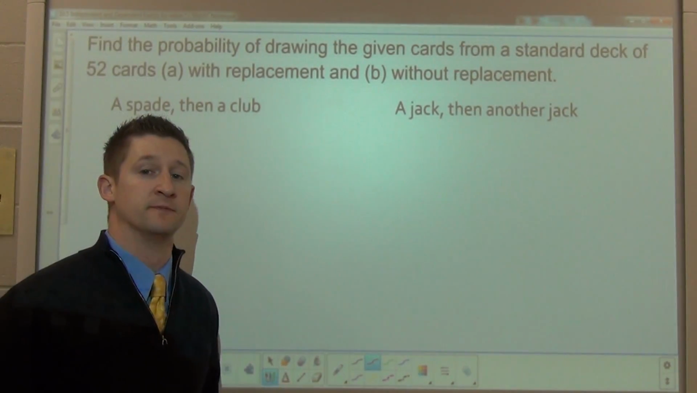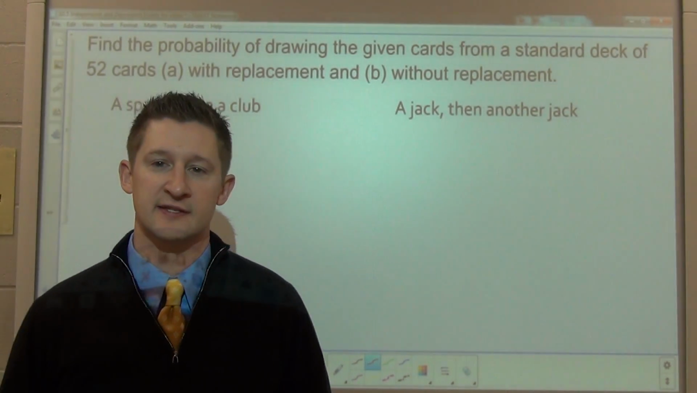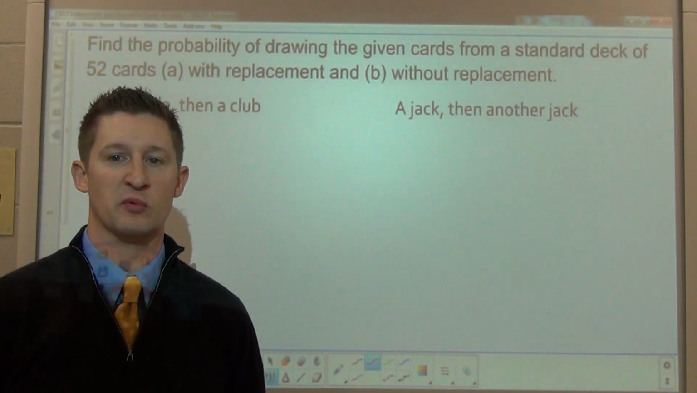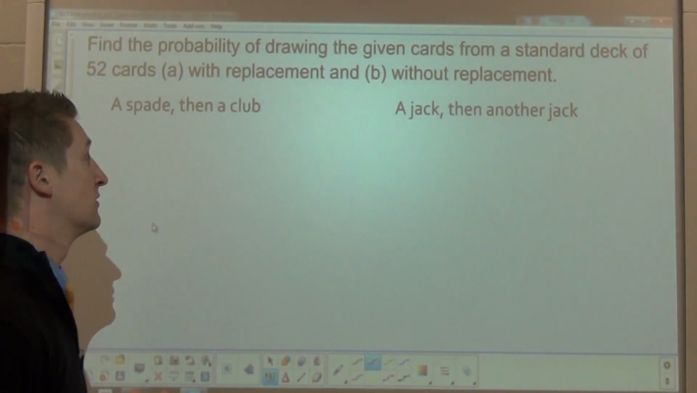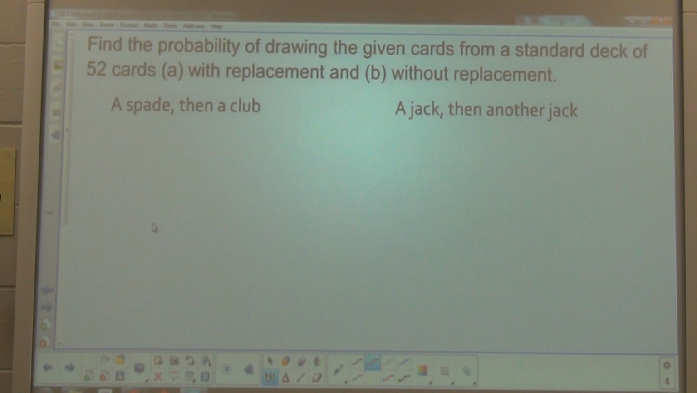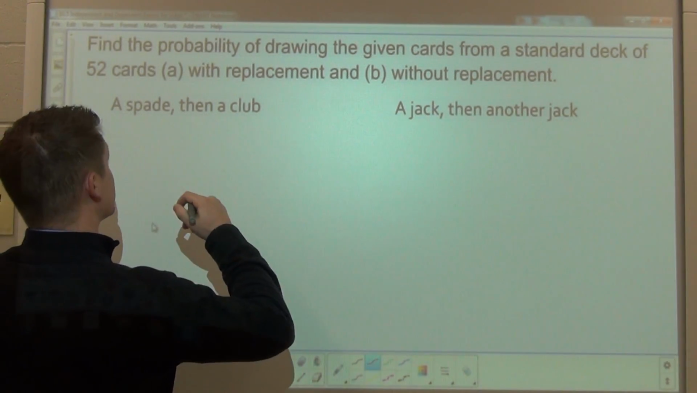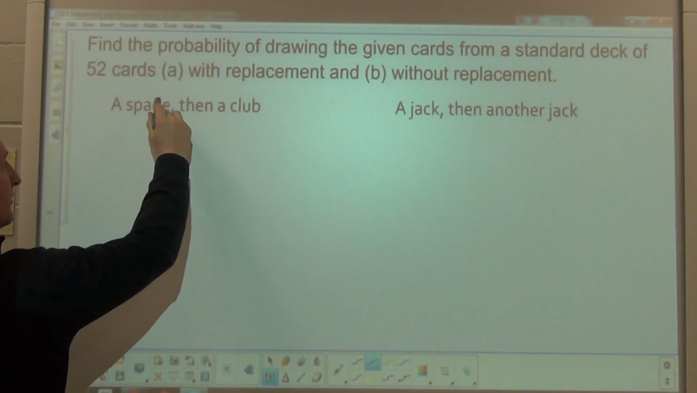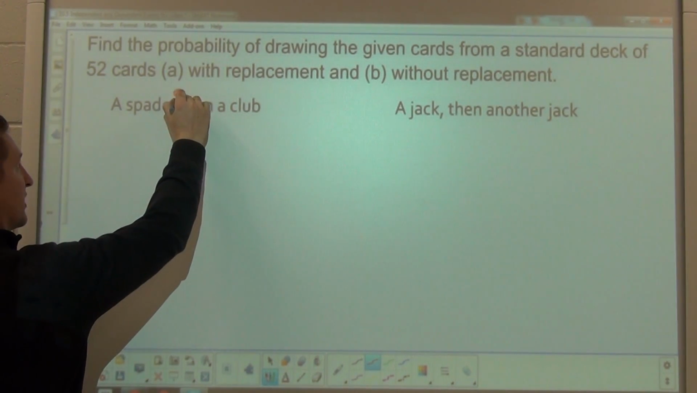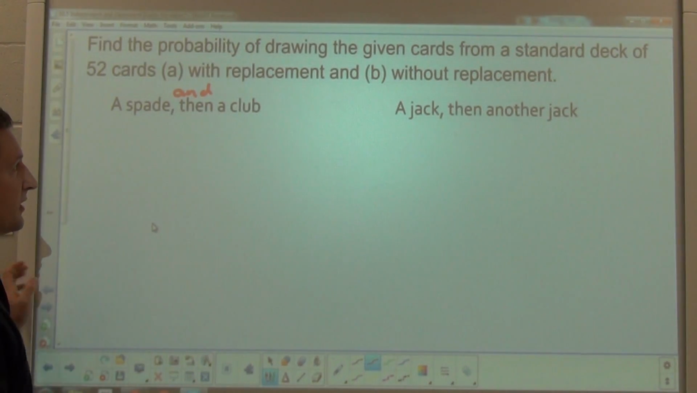In our next example, we're going to be looking at events a slightly different way than we did in the previous video. So, first example, find the probability of drawing the given cards from a standard deck of 52 cards, A with replacement and B without replacement. So when it says drawing the given cards, a spade and then a club, I could think of this as having the word and, a spade and a club. That's what I'm going to draw.